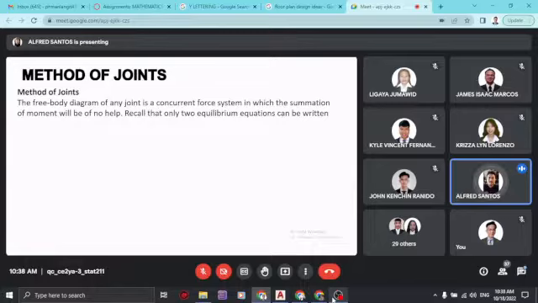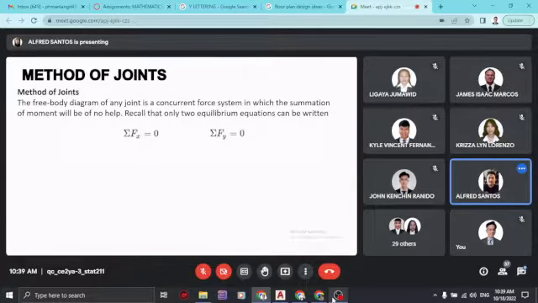So, method of joints, nabanggit ko kanina, it is a concurrent force system analysis. So, the free body diagram of any joint is a concurrent force system in which the summation of moment will be of no help. Kasi nga, concurrent force system, all forces are meeting at a common point. So, pag nag-moment ka sa common point nila, 0 lang yung moment nila. So, ibig sabihin, walang silbi yung moment sa concurrent force system. And then, recall that only 2 equilibrium equations can be written kapag concurrent force system. They are summation Fx is equal to 0 and summation Fy is equal to 0.